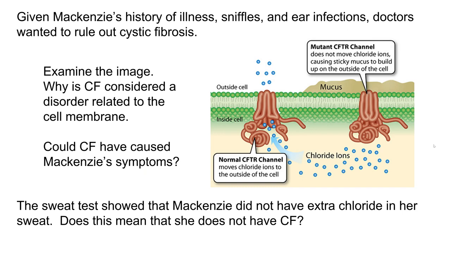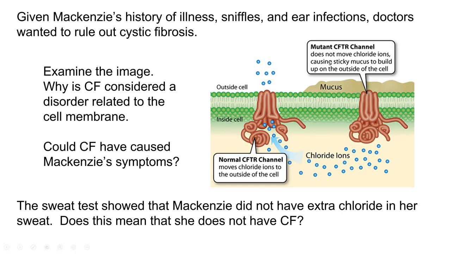So, why is CF considered a disorder related to the membrane? Well, a normal cystic fibrosis transfer channel, I'm going to assume that's what that stands for, moves chloride ions to the outside of the cell. And because the chloride ions are not building up inside the cell but are being evenly distributed, then you have an isotonic solution on both sides of the cell, which is what we want.